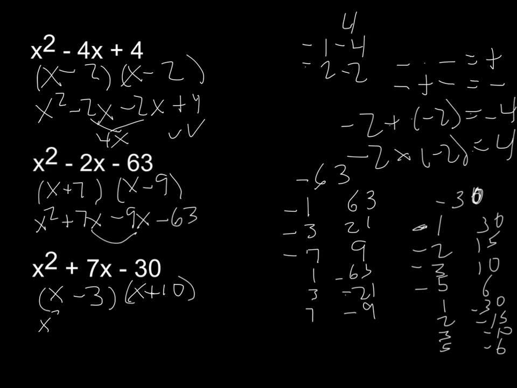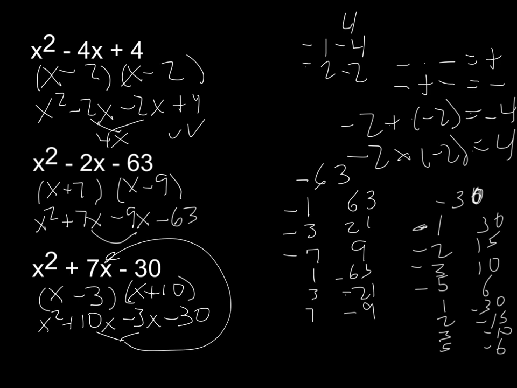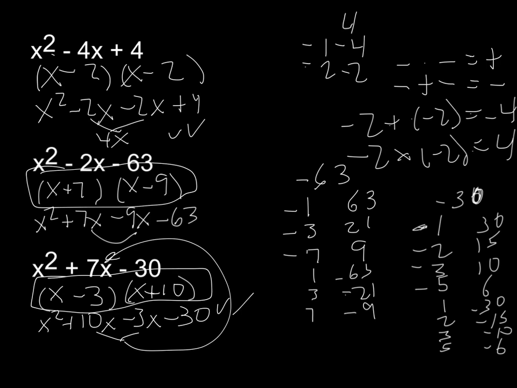And when you FOIL it, or do the distributive property there, you're going to end up with the outer is going to be a plus 10x, the inner is going to be a minus 3x, the last is going to be a negative 30. These two will combine to give you that positive 7, so this does double check. So this is your correct factoring here, this is a correct factoring here, this was the correct factoring here, and we always should box or circle our final answers.